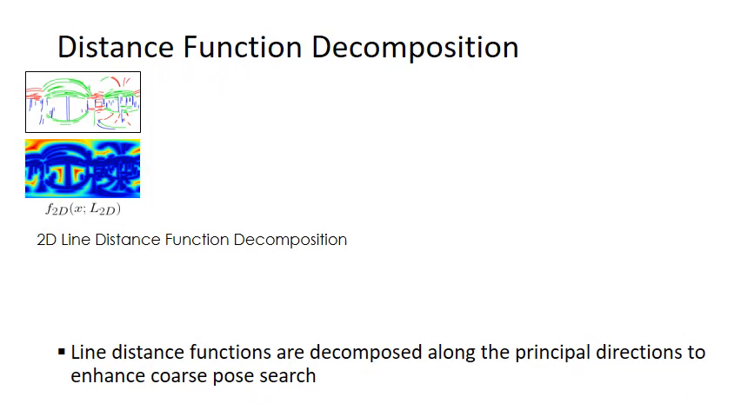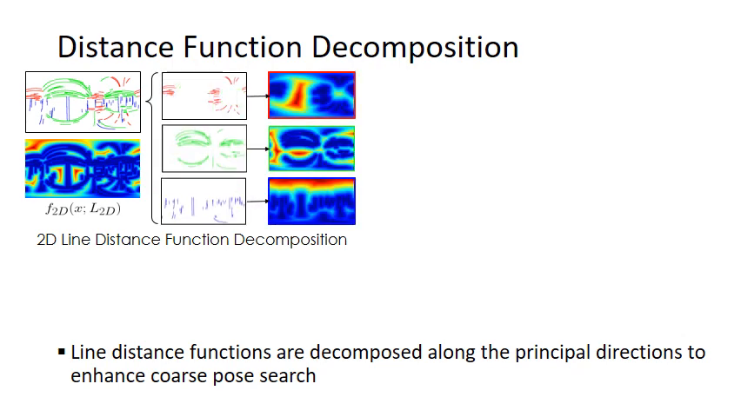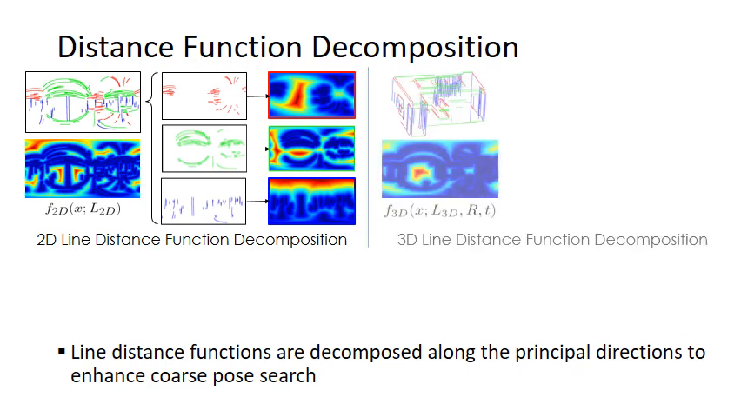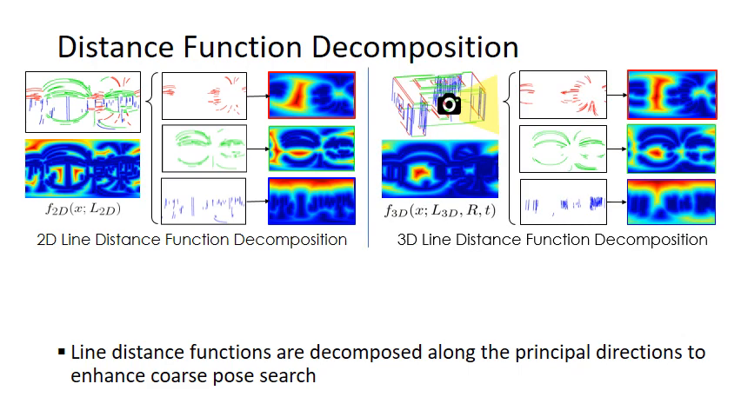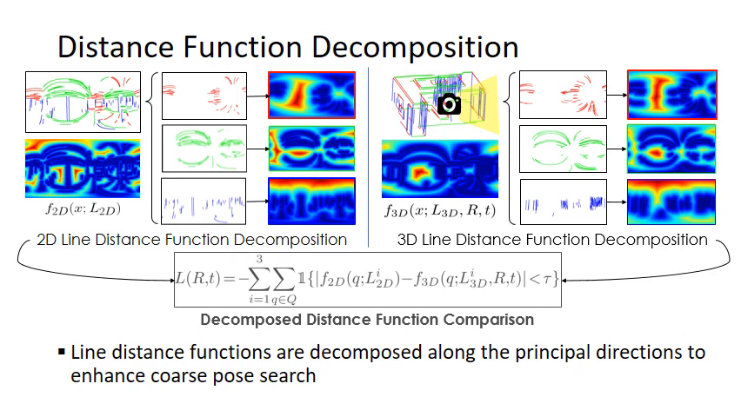To enhance coarse pose search performance, we decompose line distance functions using principal directions. Specifically in 2D, instead of defining a single distance function using all visible lines, we define 3 line distance functions for each set of lines parallel to the principal directions. We can extend this to 3D by defining 3 decomposed line distance functions for the pool of poses within the map. The decomposed line distance functions are finally compared using a robust cost function.